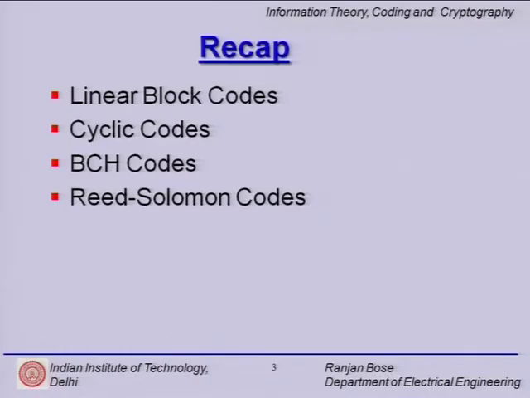Now, let us see what we have done so far. So far we have looked into different kinds of linear block codes, including cyclic codes, BCH codes, Reed-Solomon codes and several other examples, but they were all codes without memory. What we want to do today is look at a different class of codes with memory.